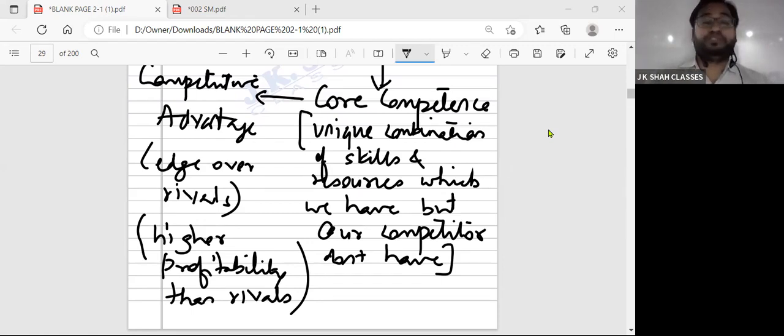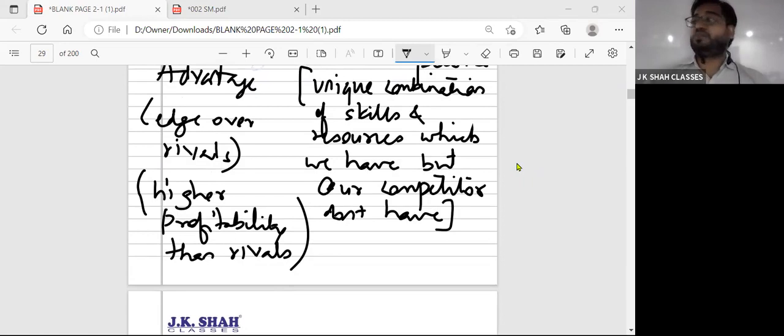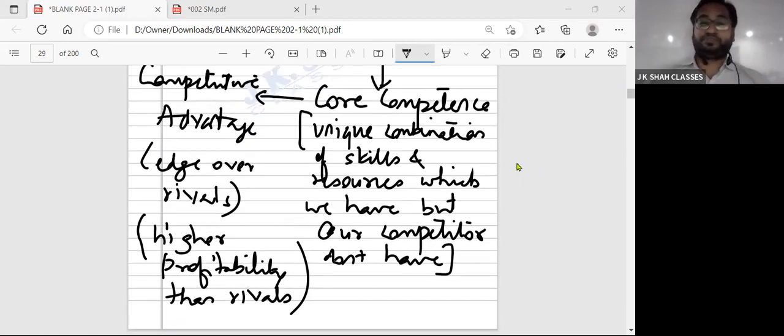Core competence: a unique combination of skills and resources which we have but our competitors don't have. Higher profitability than rivals.